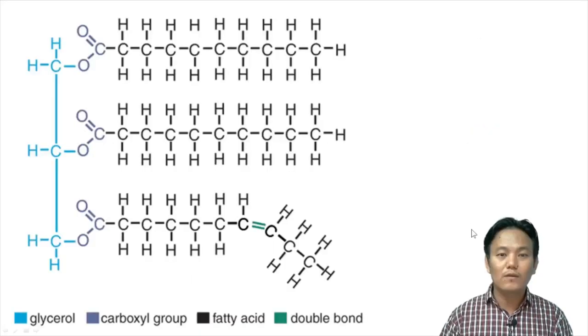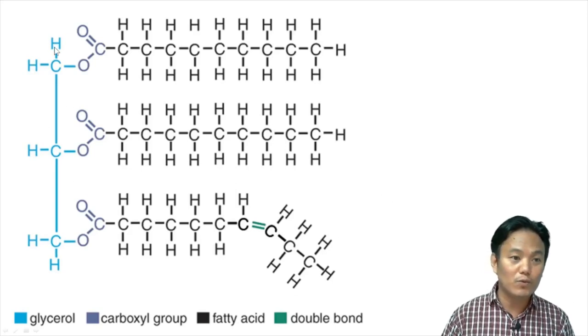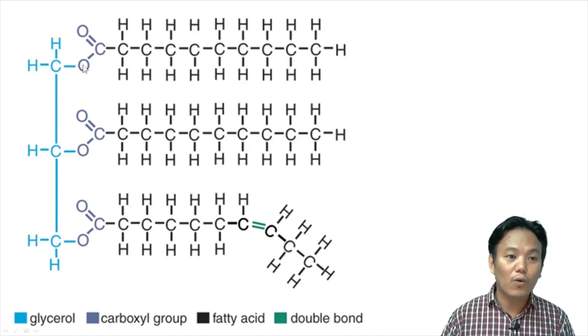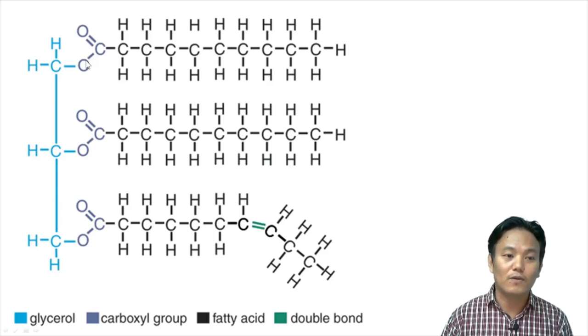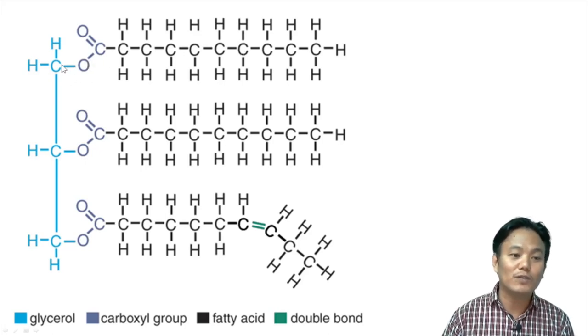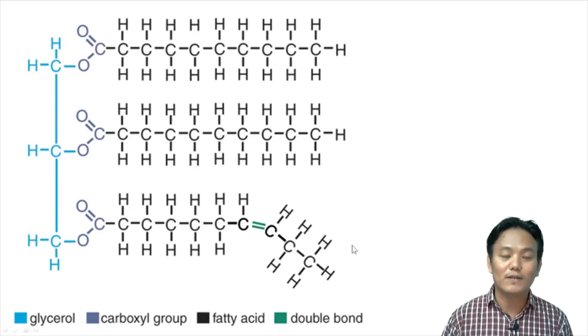So here in this particular diagram, you can see the structure of a triglyceride. The blue ones over here represent the glycerol group. The hydroxy group of glycerol reacts with the carboxyl group of the fatty acid, releasing a water molecule and forming an ester bond. Therefore, fatty acids are said to be esterified to the glycerol, right? There are three fatty acids attached to glycerol. So this is a triglyceride, the structure of a triglyceride.